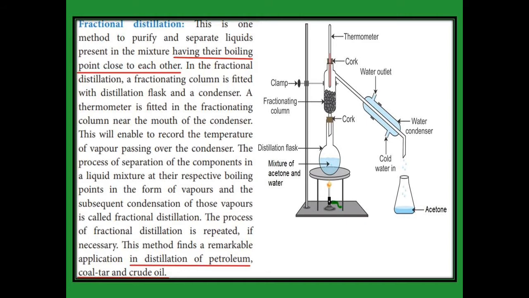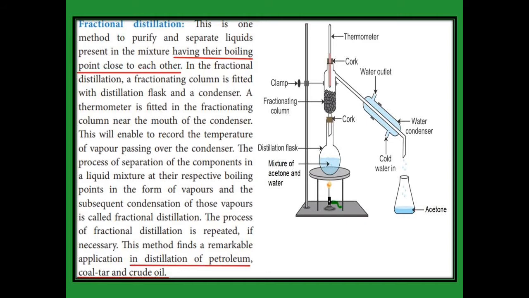Why are we using the fractionating column? Because the boiling points are very close to each other. When one compound reaches its boiling point, the other compound also reaches its boiling point at the same time. So both would come over together and we would get them in the reservoir. To avoid that, we use the fractionating column. Fractional distillation can be used for petroleum, coal tar and crude oil separation.